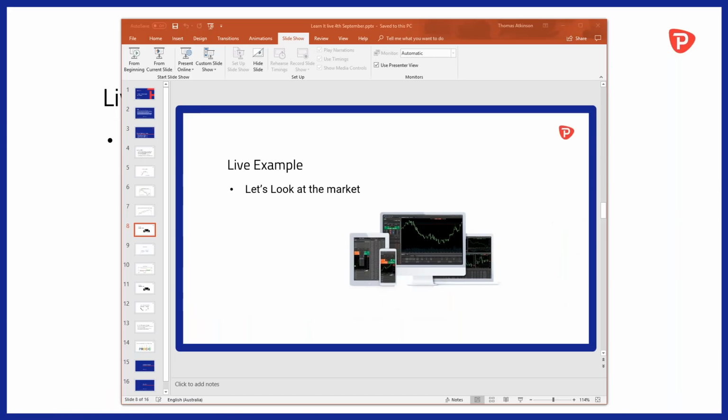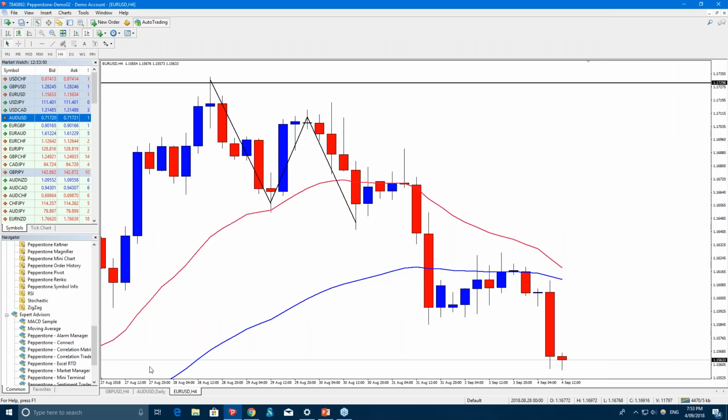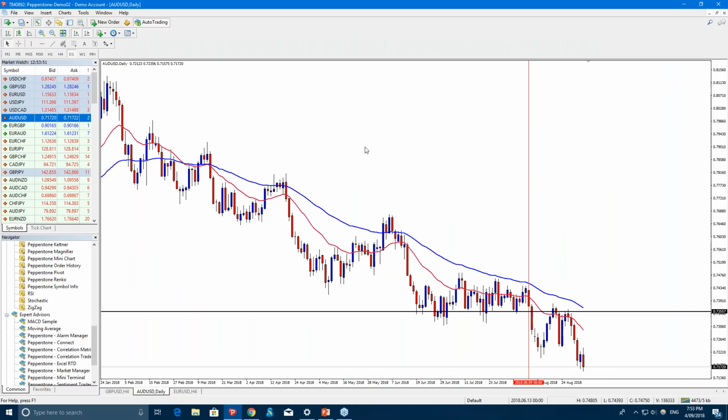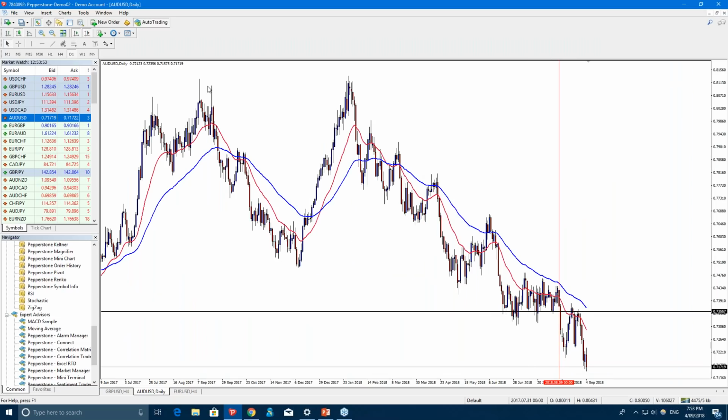So let's just quickly jump back into the charts again, and I want to take a look at the AUD/USD recently. So I think that's been an interesting one.